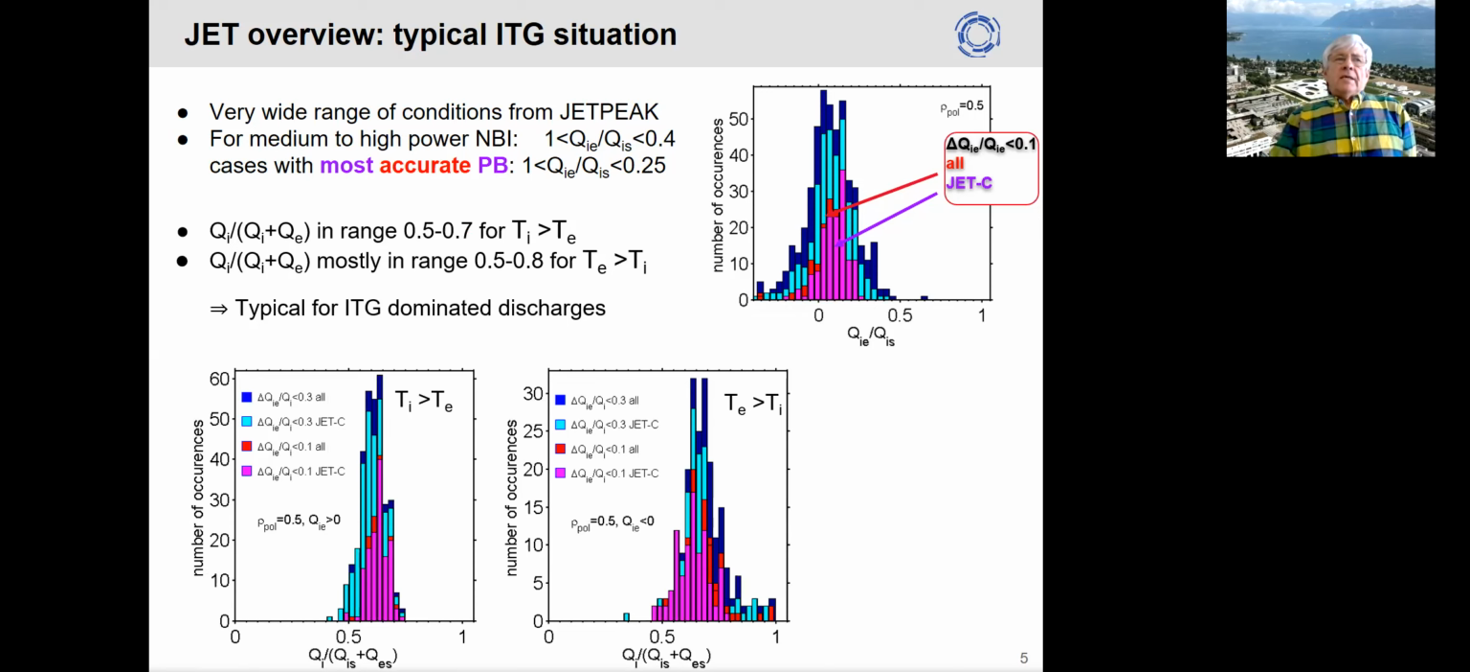Now we'll look at the ratio of the net ion power divided by the sum of the ion and electron power, the total power, neglecting radiation. And we see that this is typically in the range 0.5 to 0.7 when Ti is larger than Te, and in the range 0.5 to maybe 0.8-ish, mostly for Te larger than Ti. So this situation is typical for ITGs, and it doesn't really matter which of Ti or Te is the larger.